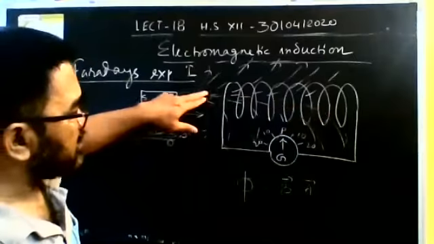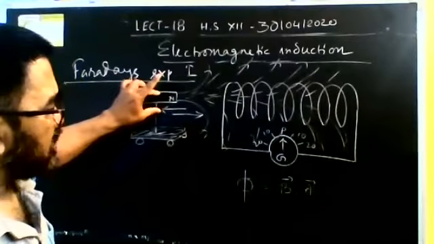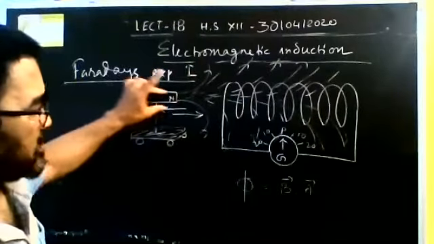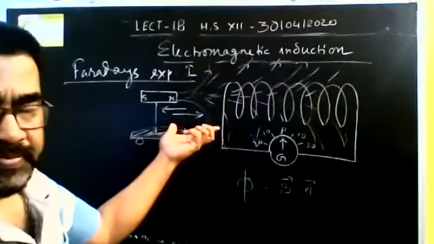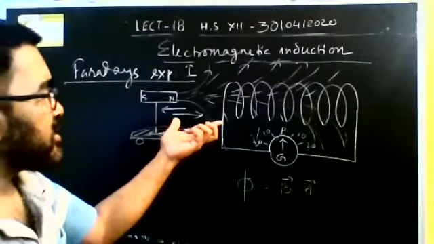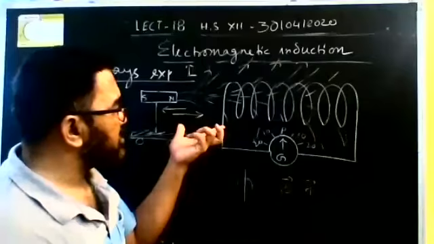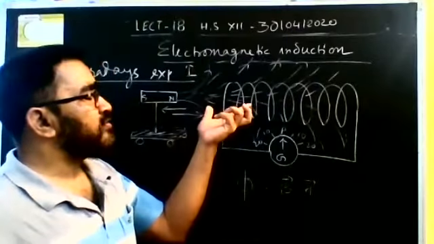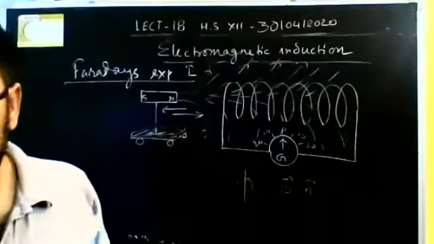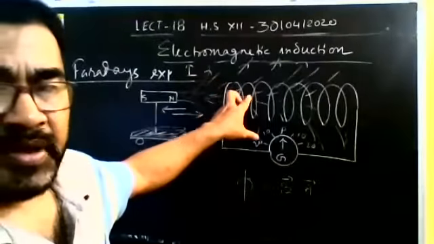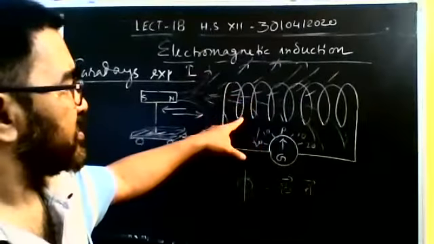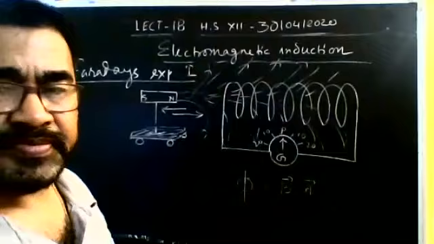Okay, the lines of force of this magnet, when we move up and down, when there is a relative velocity between coil and magnet, then magnetic flux changes. This change of magnetic flux induces a current.